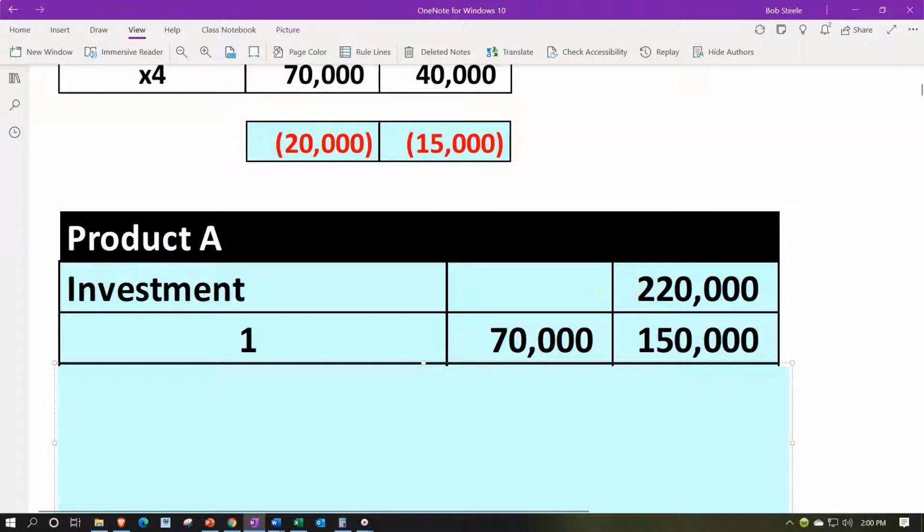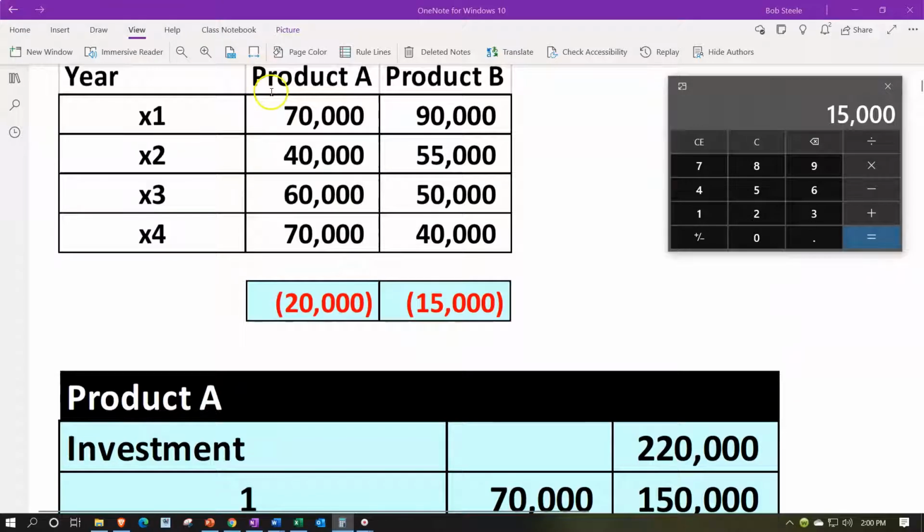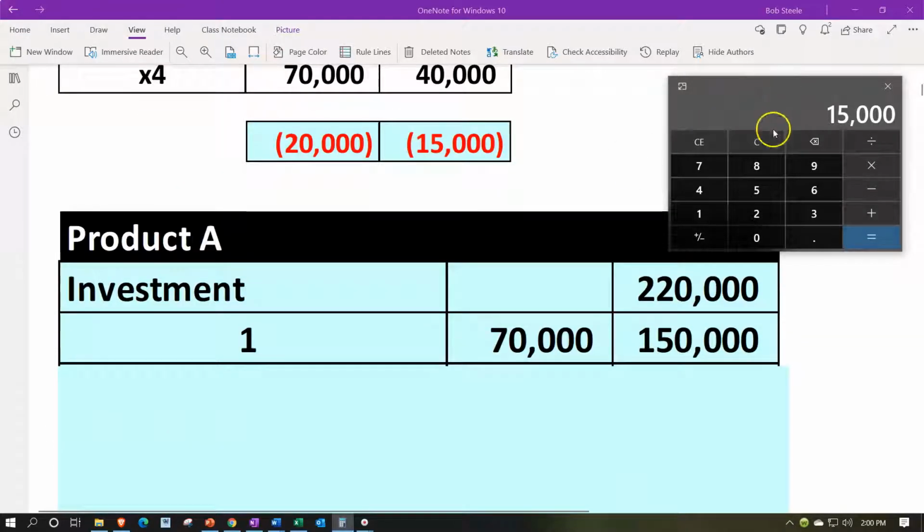This is the amount of money that we put down, the 220, and then we want to see when we're going to get that money back. How long does it take? Well, let's just list it out. If we have period 1, we're going to receive $70,000 for product A, the first investment that we could have. So that means 220,000 minus the 70,000. That means we still have 150,000 after that point that we haven't recovered.